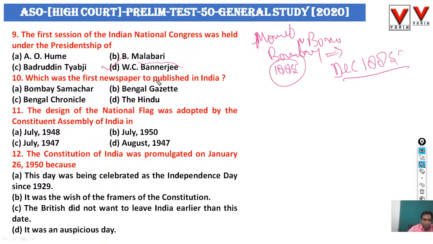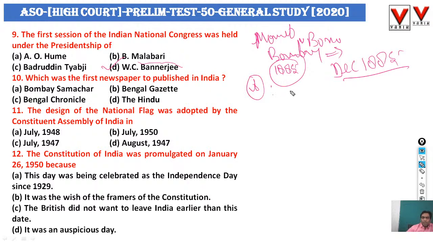Next, we are going to discuss which was the first newspaper to be published in India. That was Bengal Gazette. Right answer is B. The 10th right answer is B. So the Bengal Gazette was the first newspaper to be published in India. That was an English newspaper. Right answer is B.